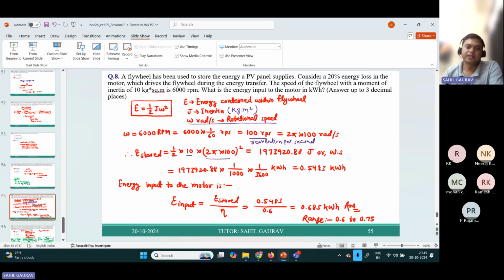So therefore, the energy stored is 0.5483 kilowatt hour. So the energy input to the motor will be divided by this efficiency, that is 0.6, so it will be 0.685 kilowatt hour. So the answer is within the range 0.6 to 0.75.